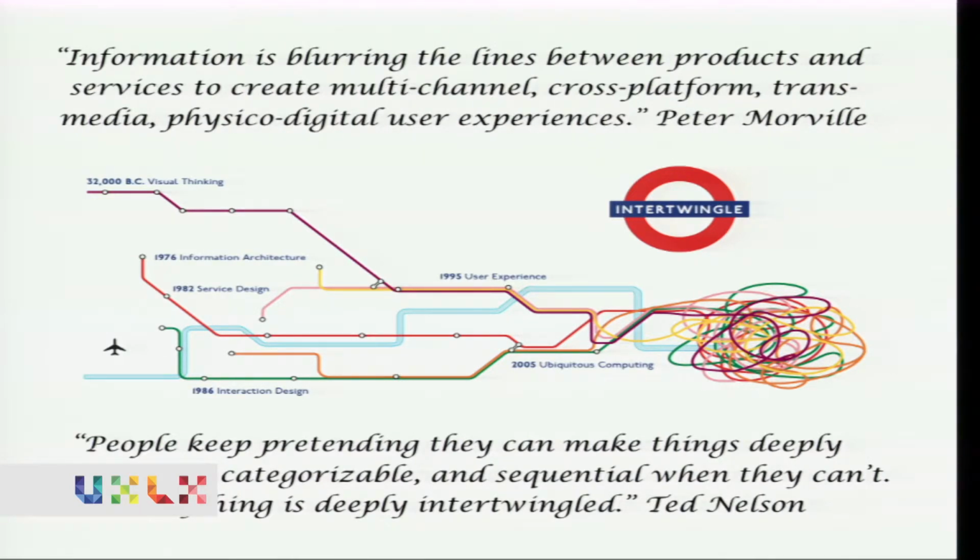They're all converging around a similar set of challenges and creating great opportunities for collaboration, but we have to learn from one another. In the article, I argued that information is blurring the lines between products and services to create multi-channel, cross-platform, transmedia, physico-digital user experiences. Now that's a real mouthful. Part of the problem is this stuff's so new, we don't yet have the right words. We don't have a shared vocabulary. And yet we know it when we see it.